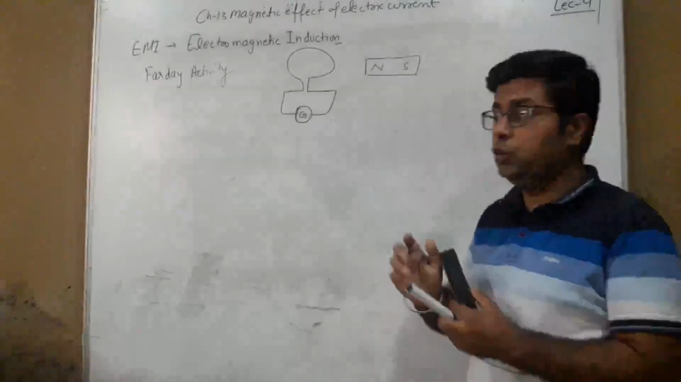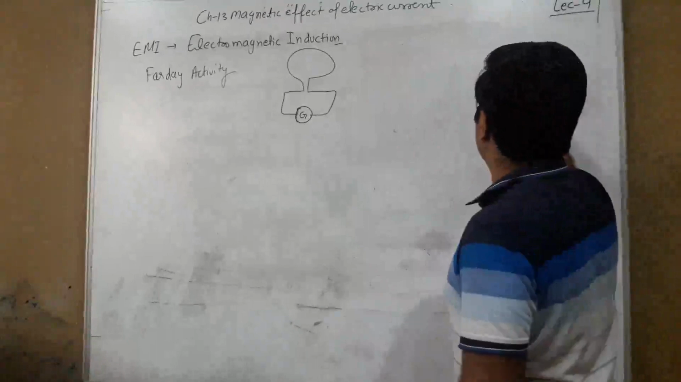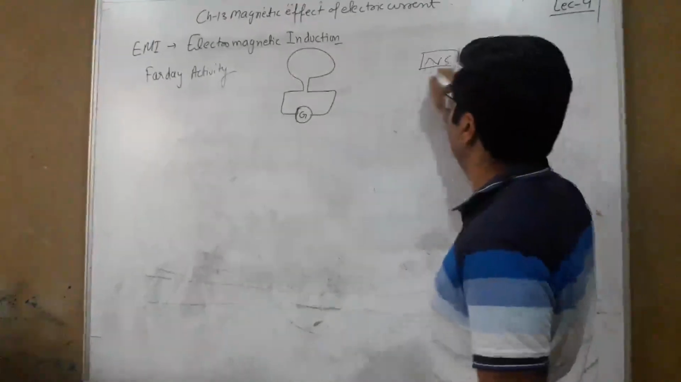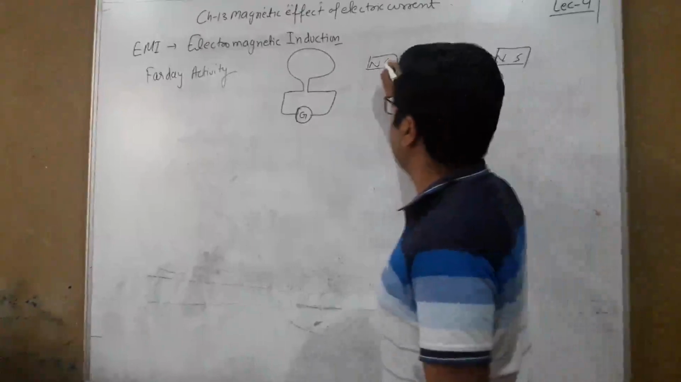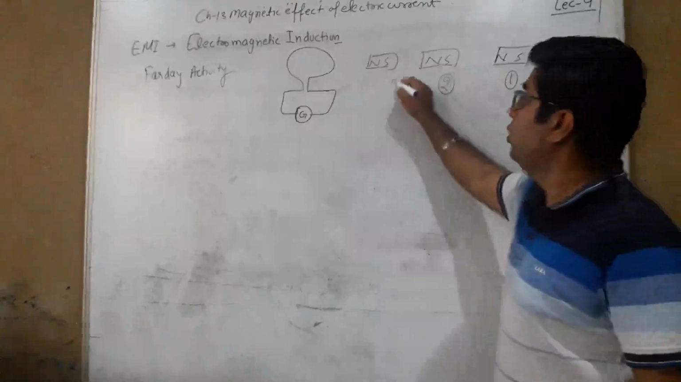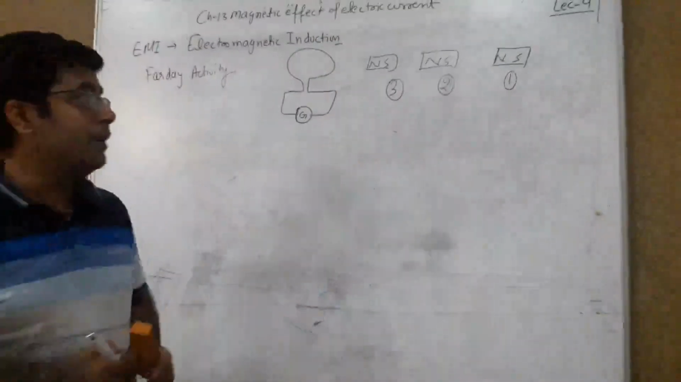Okay, let me show you a situation. Suppose here is our bar magnet, north south. This is position 1, position 2 and position 3. We have three places where we put our bar magnet.